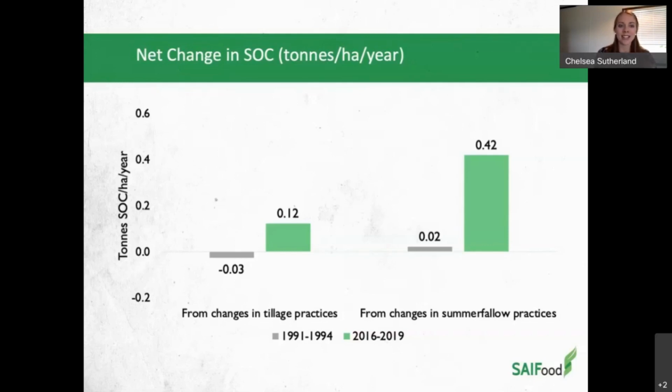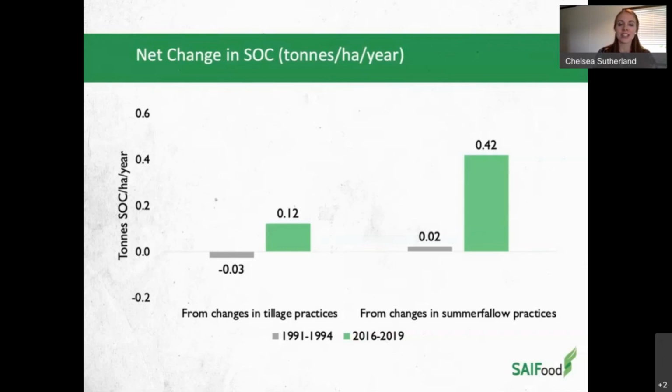So in the early 90s, farmers were still frequently tilling their soil, and this resulted in the average hectare of crop production actually being a net source, emitting about 0.03 tons of carbon per year. But as farmers adopted these conservation tillage practices on a wide scale, the average hectare of crop production became a net sink, sequestering about 0.12 tons of carbon per year.